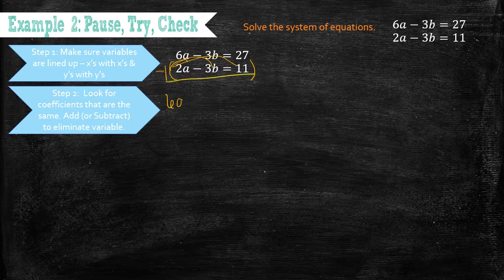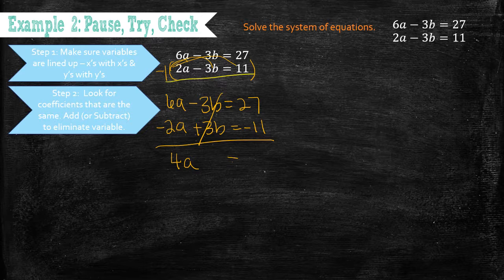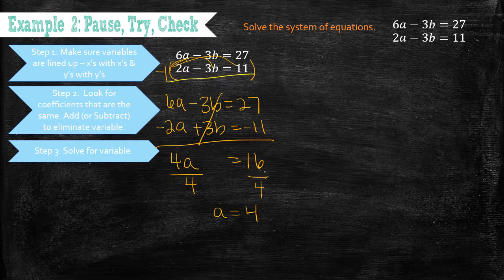So if I rewrite my equation, I'd have 6a minus 3b equals 27. I didn't change the top, but the bottom would become -2a plus 3b equals -11. Now my b variable can cancel because -3 plus 3 is 0. So I'd be left with 6a minus 2a, which is 4a, and then 27 minus 11 is 16. So when I go to find a, we undo multiplication by division, and a is going to equal 4. So I just solved for my variable.